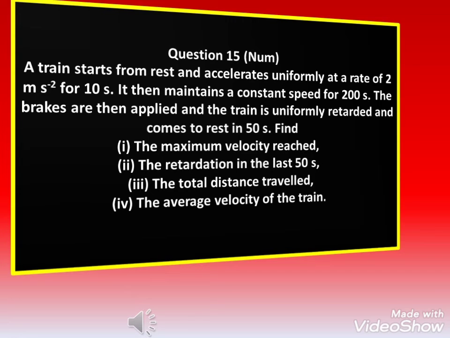Find the maximum velocity reached. Second question, find the retardation in the last 50 seconds. Third question, find the total distance travelled. And the fourth question, find the average velocity of the train.